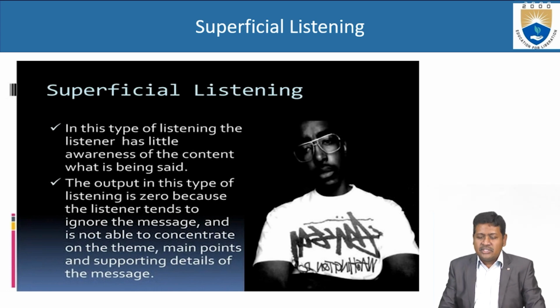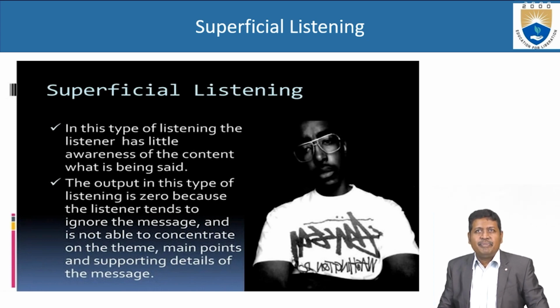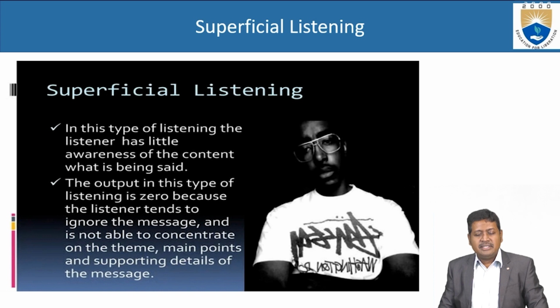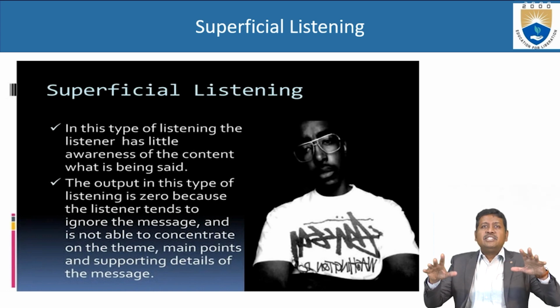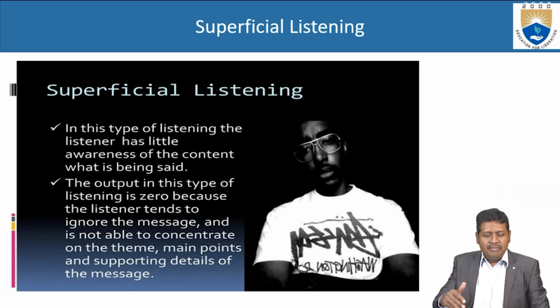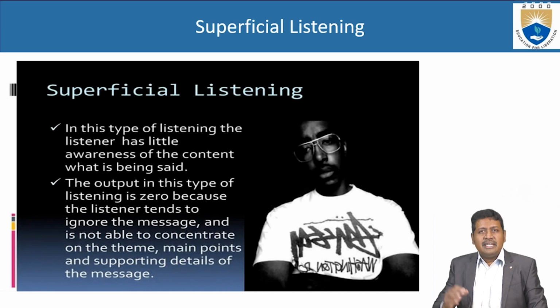The output in this type of listening is 0, because the listener tends to ignore the message and is not able to concentrate on the theme or main points and supporting details of the message. He doesn't focus on the actual main points or the supporting details. It's only listening at the surface level, not the deeper level of the main points or the supporting details. So the listening output here is 0.